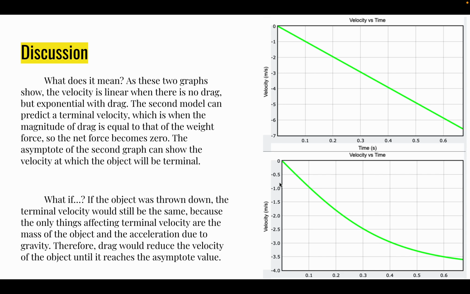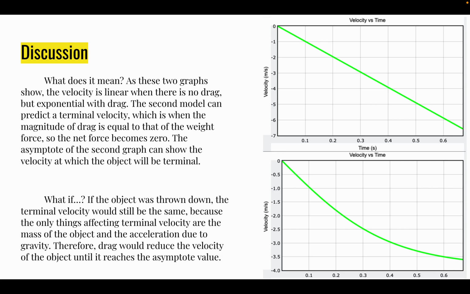The second model can predict a terminal velocity, which is when the magnitude of drag is equal to that of the weight force, so the net force becomes 0. The asymptote of the second graph, which is about here, can show the velocity at which the object will be terminal. So the what if question.